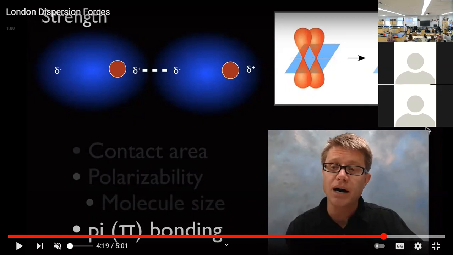So it's not really tested, but typically if you had an ane, where they're all singles, versus an ene, where we have a double, the ene would most likely have a higher melting and boiling point because it has pi bonding, which increases the van der Waals forces or London dispersion. I keep saying them.